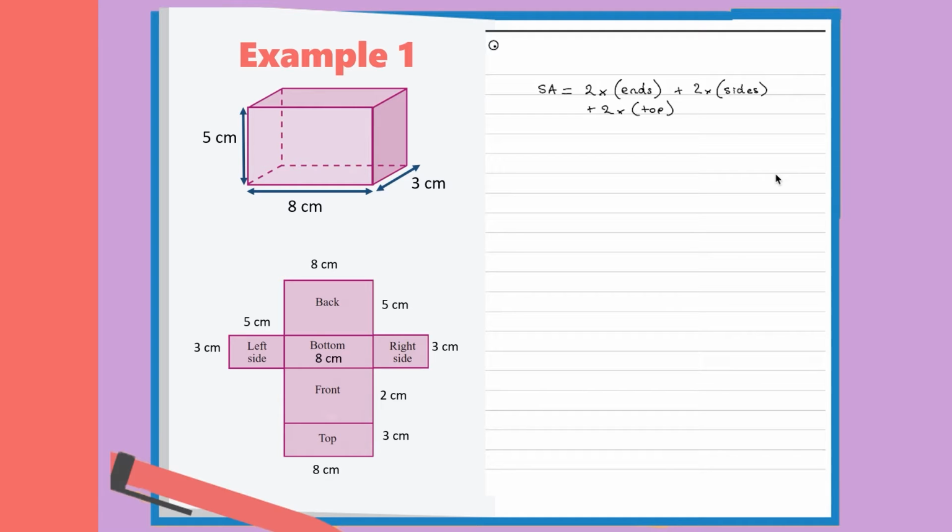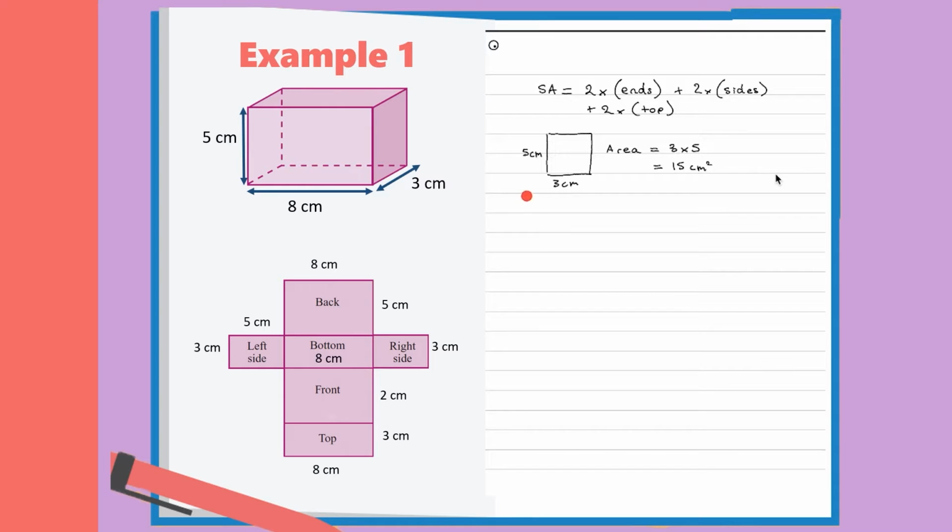Now we just need to work out what these are going to be. Each of the ends we know is a rectangle, and the end rectangle's dimensions are 3 centimeters by 5 centimeters in height. This area is going to be equal to 3 times 5, or length times breadth, which is equal to 15 centimeters squared. So the area of 2 of these ends is going to be equal to 30 centimeters squared, but we'll get to that in the end.